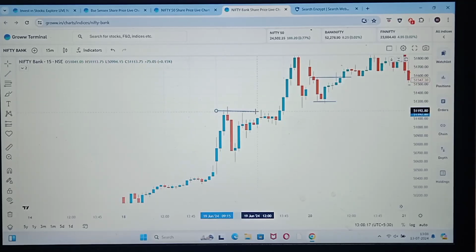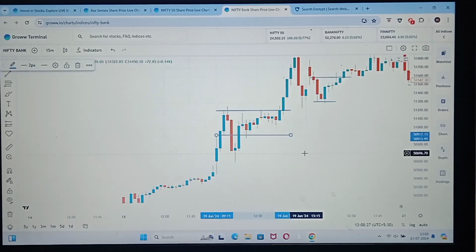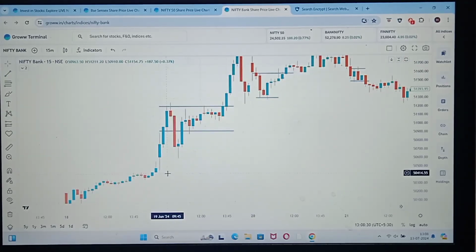Okay, so we are marking a big line. So you can clearly see a downside trade we got around the 50,917 mark, at 10:15 a.m. So here we could have taken a trade, and easily you can see 150 points you've got.